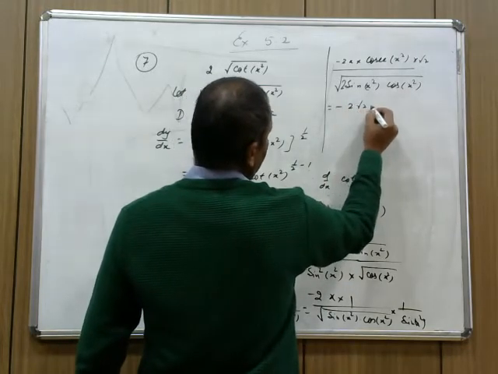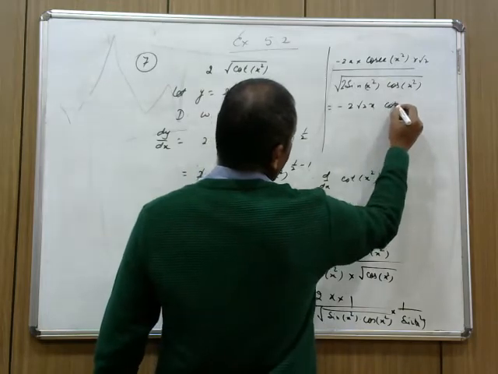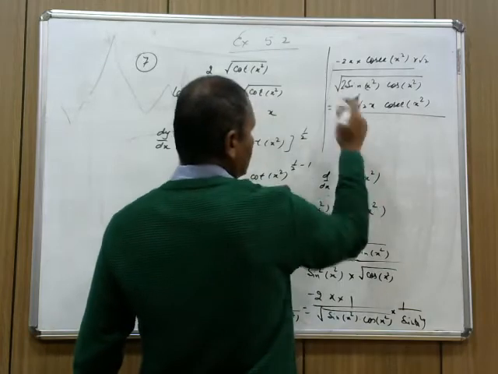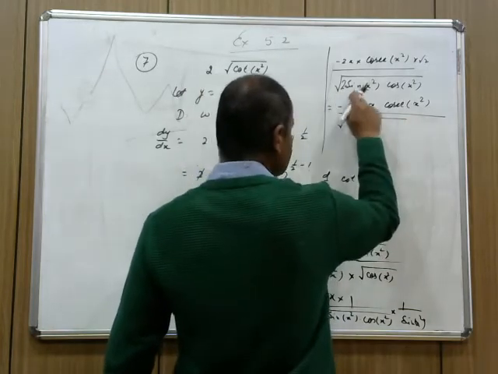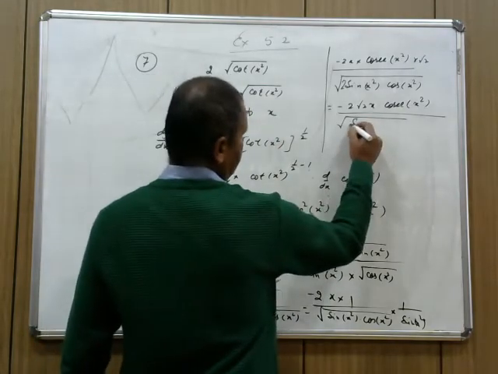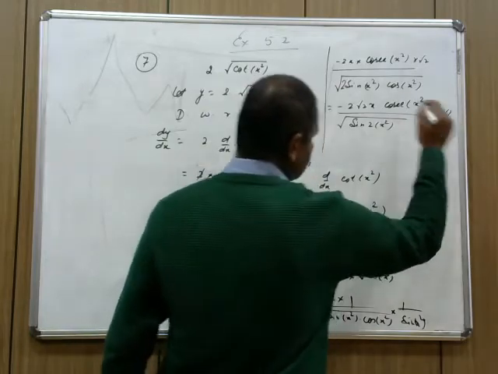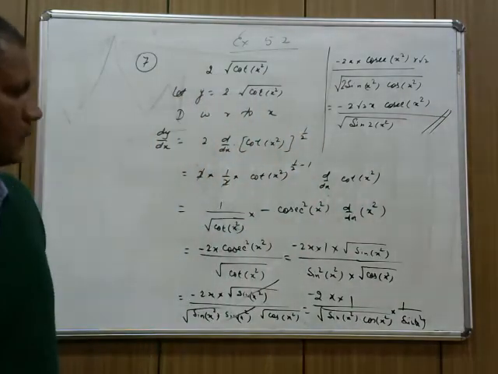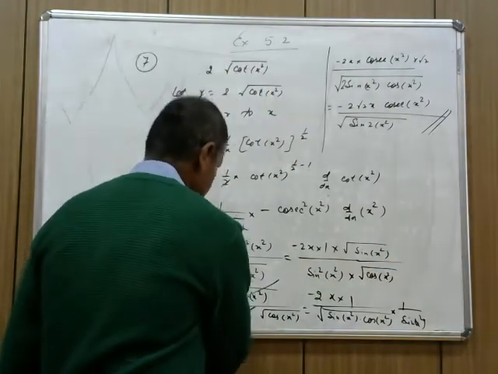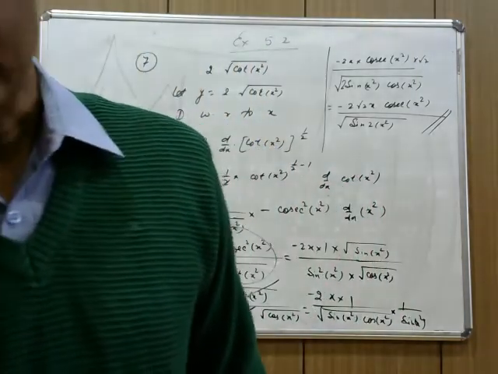Minus 2 root 2 into x into cos x square whole divided by under root 2. sin x into cos x is equal to sin 2x. Then I write it as sin 2x square, and that can be the answer which is there in your book. Or we can leave it up to this step also. This is also right, no problem. Right? This was question number 7.